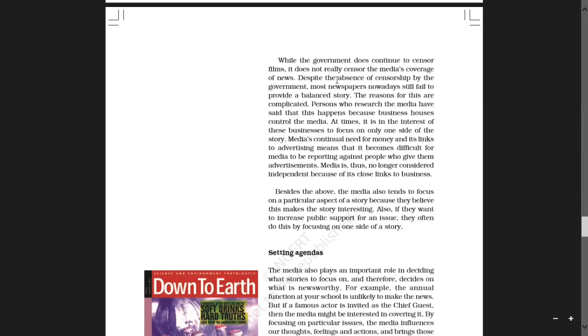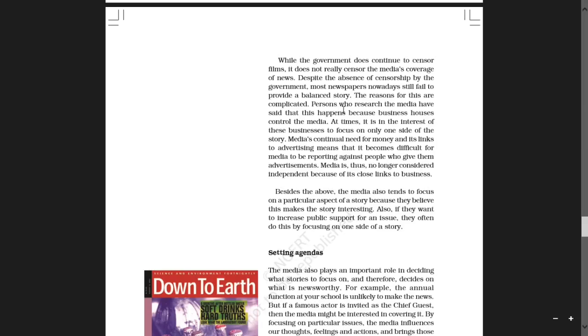Despite the absence of censorship by the government, most newspapers nowadays still fail to provide a balanced story. So, even though there is an absence of censorship by the government, most newspapers nowadays still fail to provide a balanced story. The reasons for this are complicated.